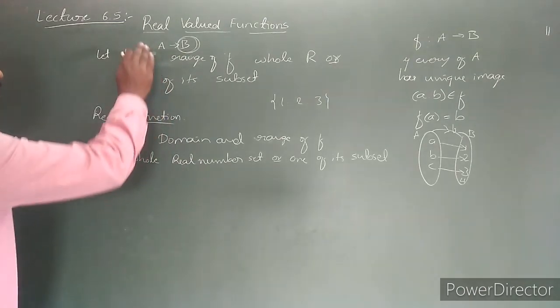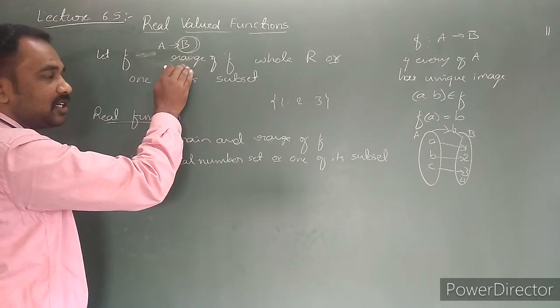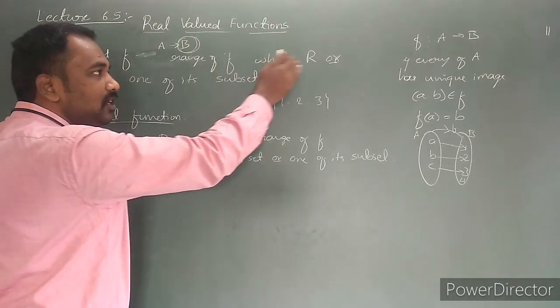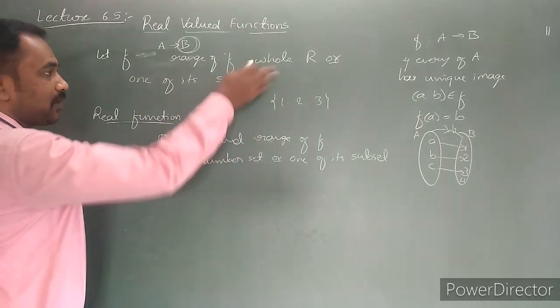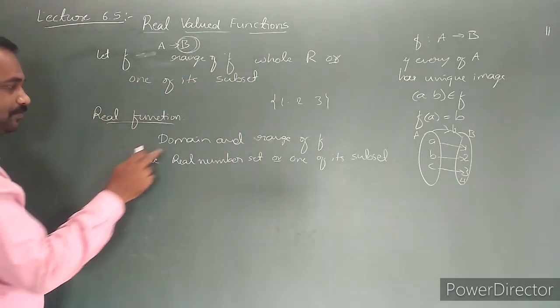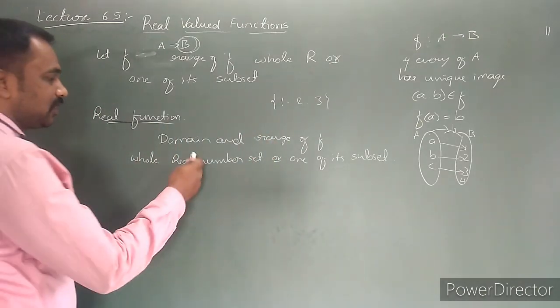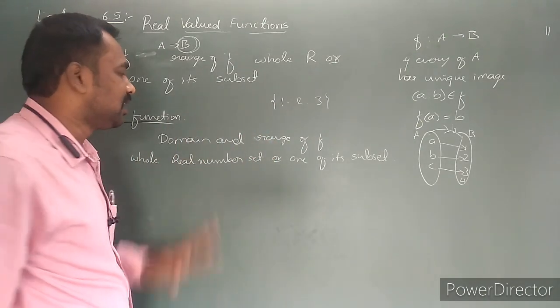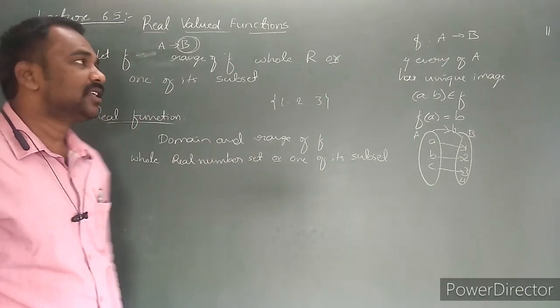Okay. Now, here what happens: real valued means the function value, that is the range of the function, must be the whole real number set or a subset of the real number set. Real function means the domain and the range both must be the set of real numbers or a subset of real numbers. Okay, that's all. This is said to be a real valued function and a real function.